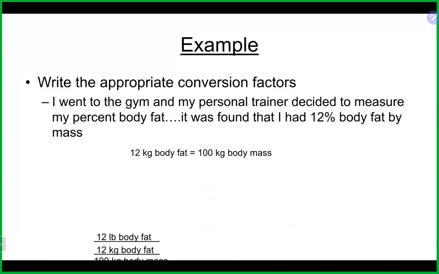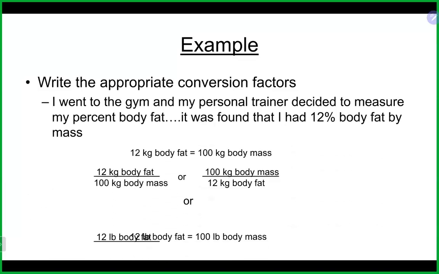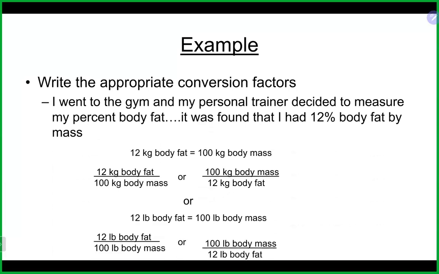Now, percentages are also something that we get a lot of in terms of words that we want to turn into usable conversion factors. So whenever you have a percentage, really the easiest way to turn it into a usable conversion factor is to assume that you have 100 of it.